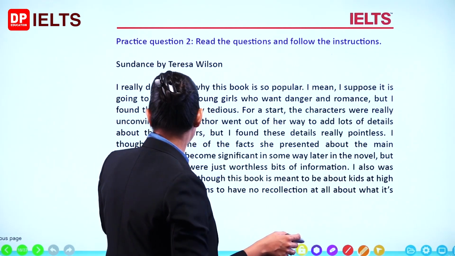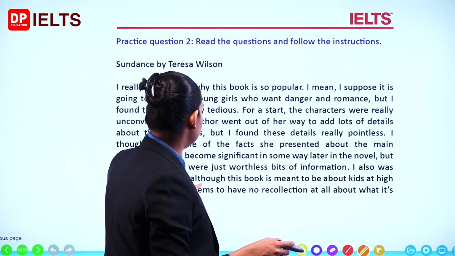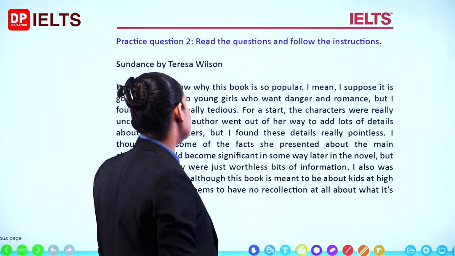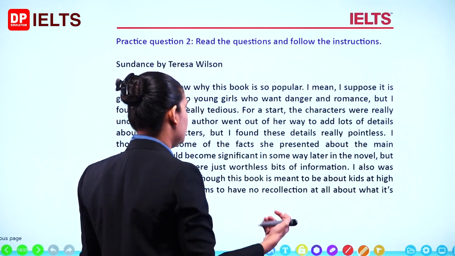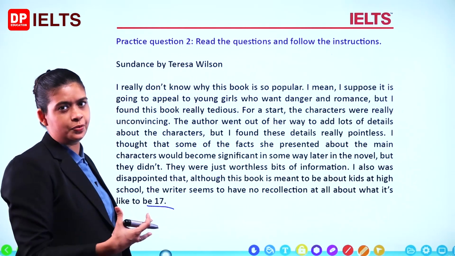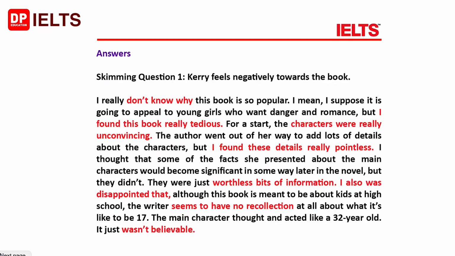So it says, I was also disappointed that although this book is meant to be about kids at high school, the writer seems to have no recollection at all about what it's like to be 17. So it was more like towards the age group of 17. Okay, so that's your scanning. Let's have a look at question number 1.